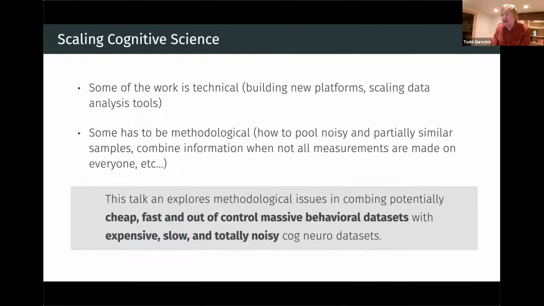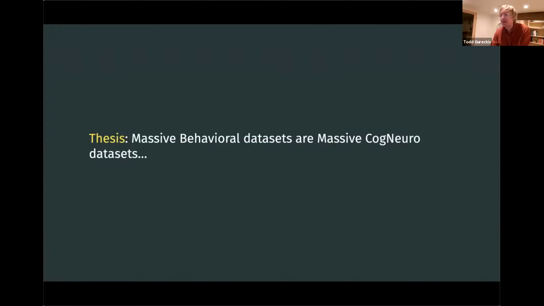And so this talk is exploring the methodological issues involved in combining what you might think of as cheap, fast, out of control, massive behavioral data sets with more traditional, expensive, slow, and maybe noisy cogneuro data sets. And the thesis that I want to start out with, that we're going to explore throughout the talk, is the idea that massive behavioral data sets collected online or in the lab or whatever are in fact massive cogneuro data sets, although most people think of the division between cogneuro and behavioral data sets as being a pretty strong wall. And the way to think about it is that the behavioral data sets are just ones where recordings of the brain data are essentially missing data.